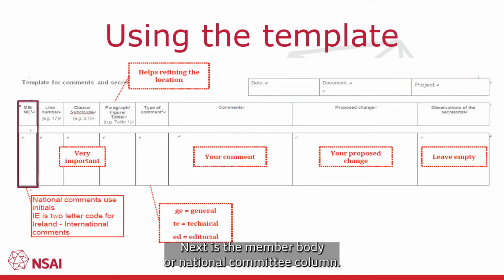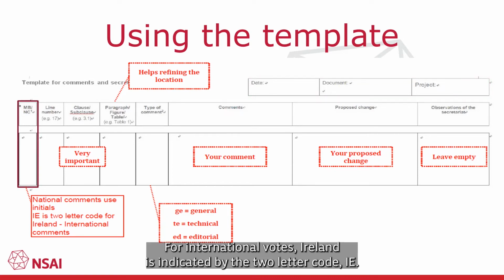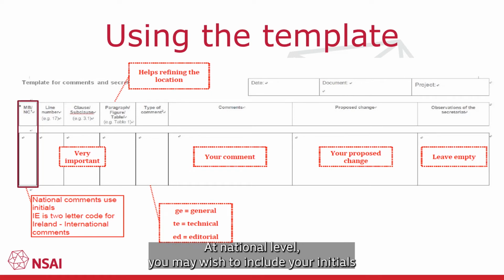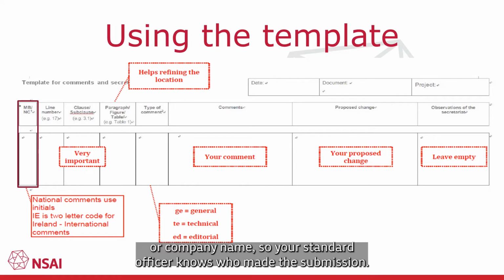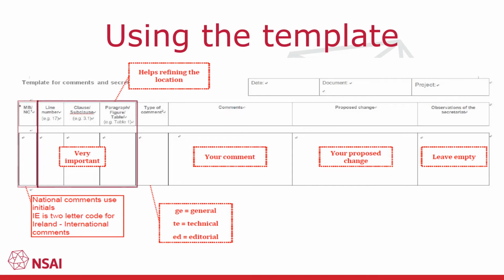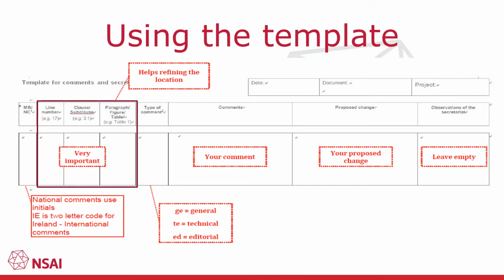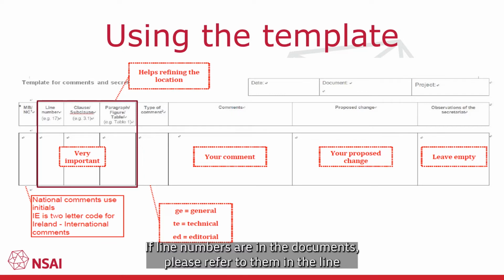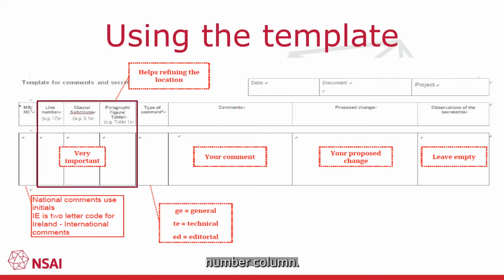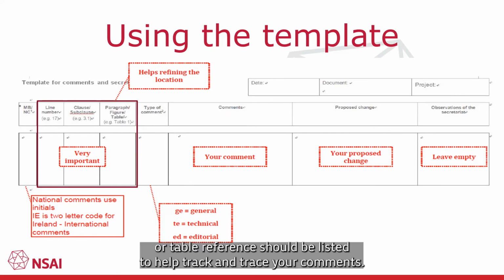Next is the member body or national committee column. For international votes, Ireland is indicated by the two-letter code IE. At national level, you may wish to include your initials or company name, so your standard officer knows who made the submission. The next three columns help to track where in the document you are making a comment. If line numbers are in the document, please refer to them in the line number column. The clause or subclause and paragraph number or table reference should be listed to help track and trace your comment.